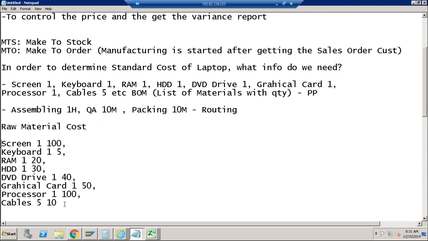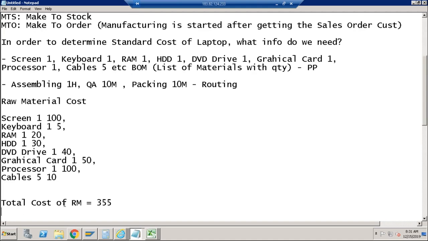Okay, I'll tell you where exactly we need to enter this information. So we are going to see this. We need to create the raw materials. We need to enter this information so that in the BOM automatically all this information is coming into the picture. Okay, so the total cost of raw material is this much.